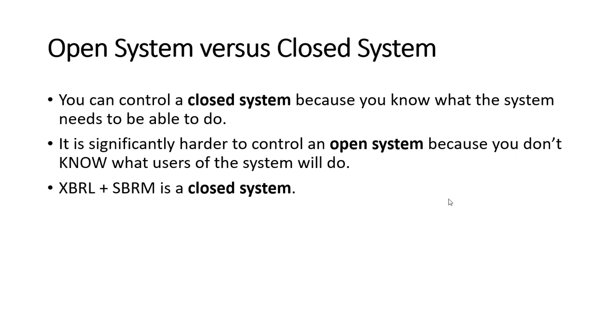So first, you have to understand the difference between an open system and a closed system. You can control a closed system. You can also control an open system, but it's way harder, an order of magnitude, if not multiple orders of magnitude harder. XBRL plus SBRM together is a closed system. SBRM constrains XBRL in a manner explicitly to make it a closed system. The way you create a process is you define the process. To define it, you have to have boundaries, and boundaries are how you create a closed system. That's what you have to do to be able to manage the process.